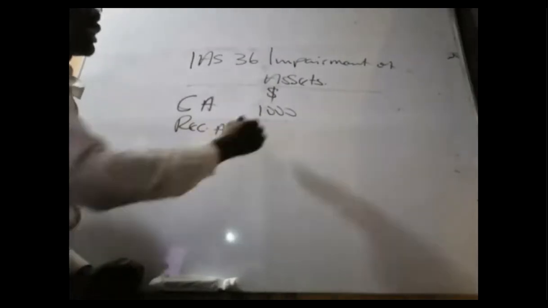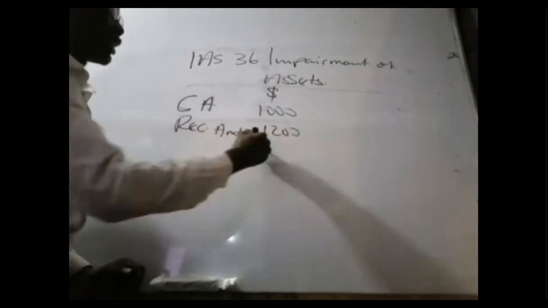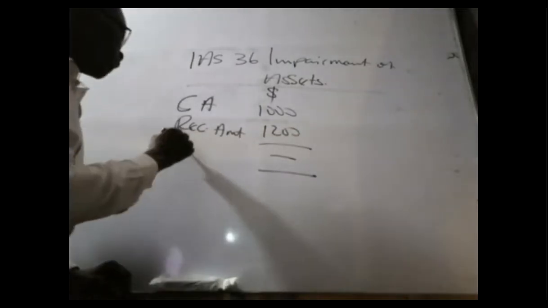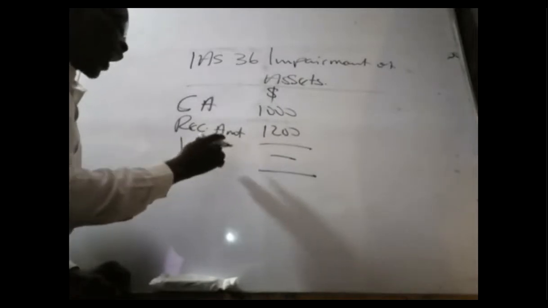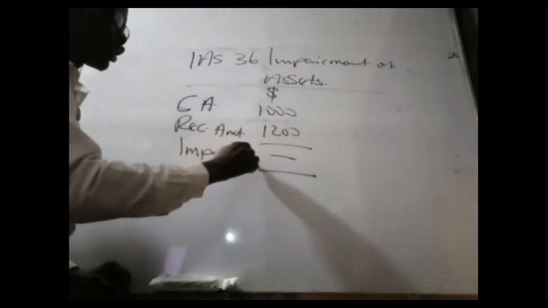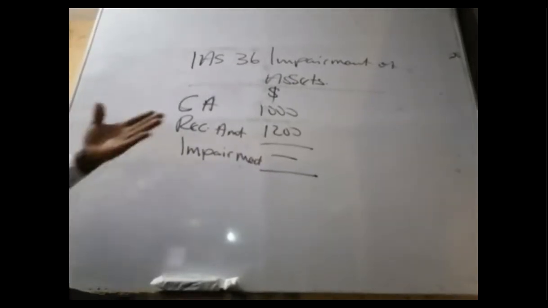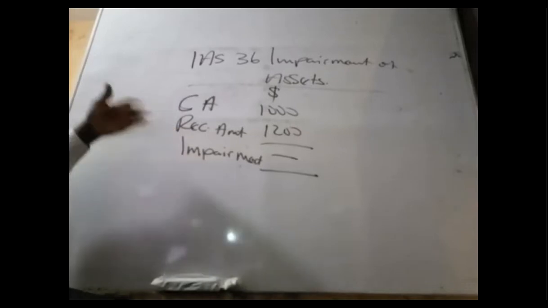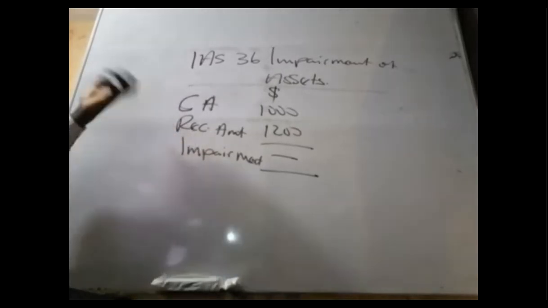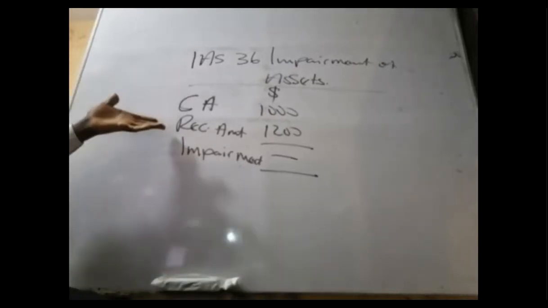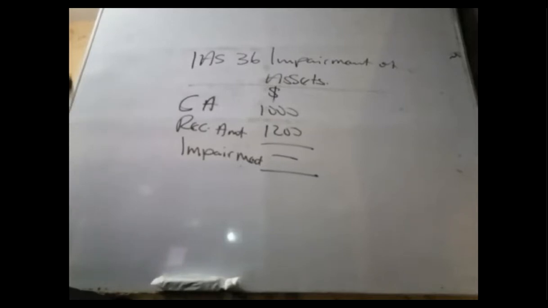The recoverable amount is, let's say, 1,200. Therefore, no impairment. We don't have impairment gain; we only have impairment loss. So these assets have not suffered any impairment. That means you can recover more than the current value. In actual fact, probably you can call it impairment gain, but we don't have impairment gain, either impairment loss or no impairment. So definitely.